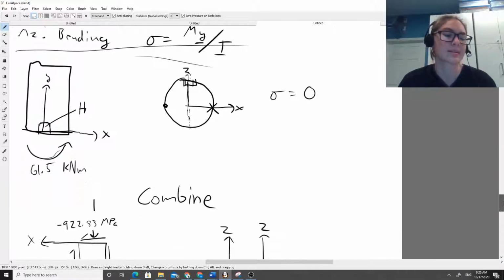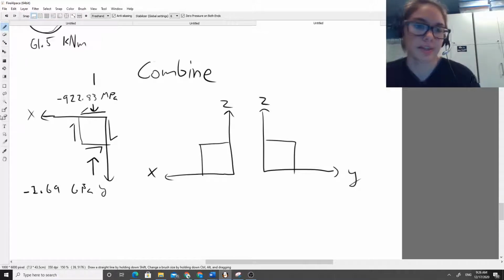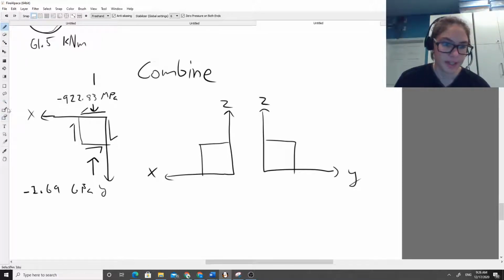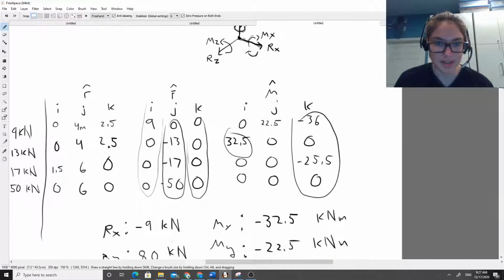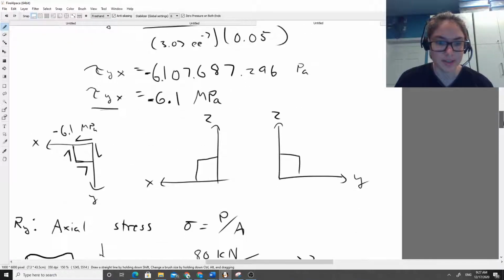Yeah, that makes sense. Okay. So that's our stress block for XY. This is the torsional stress. This is the normal stress, right? So then let's go ahead and look at XZ. Is there anything going on in XZ stress blocks?